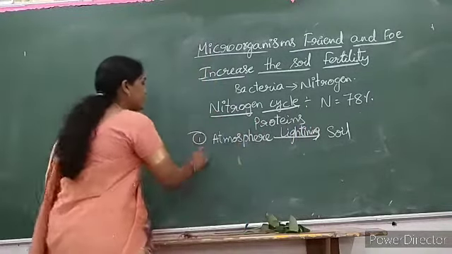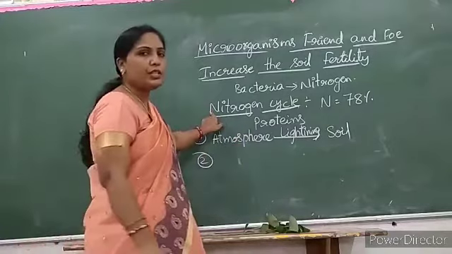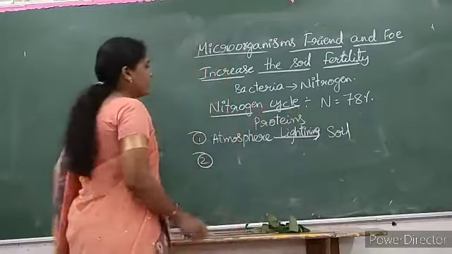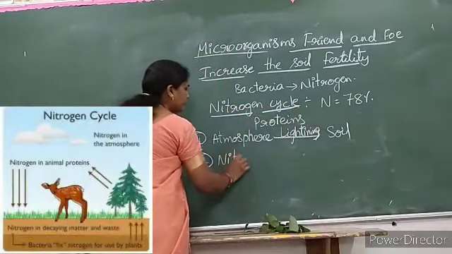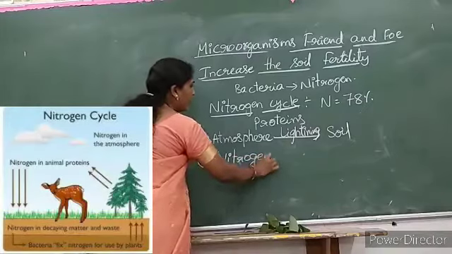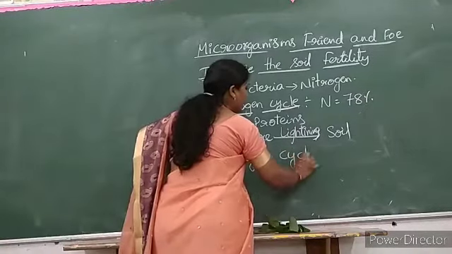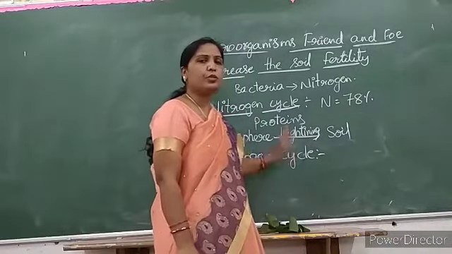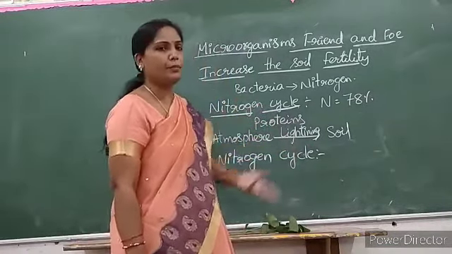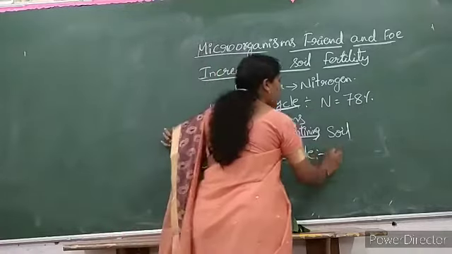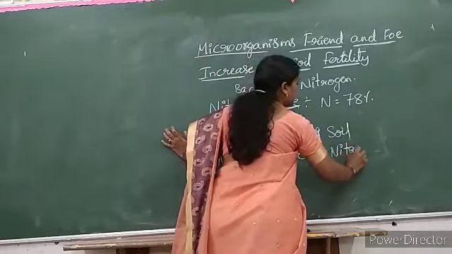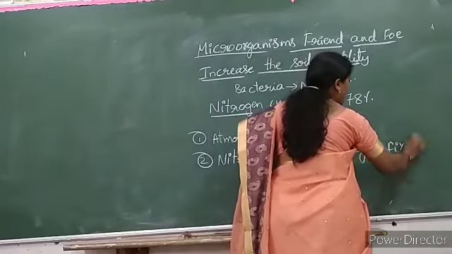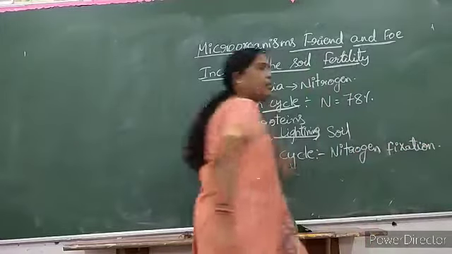And the other way is the actual nitrogen cycle where the microbes are involved. We'll see now. In this nitrogen cycle, microbes are involved, and there are 4 steps. In each step microbes are involved. So what are those 4 steps? Step by step we'll see now. The first one is nitrogen fixation.